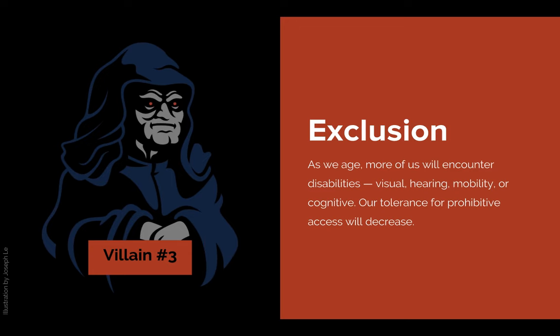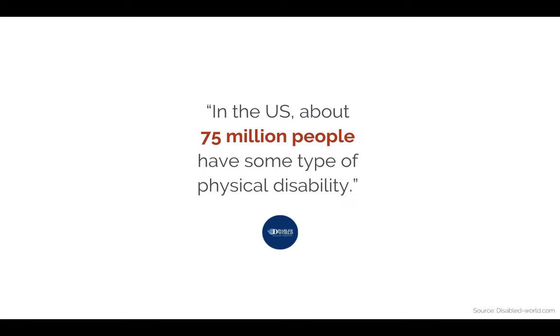And finally, our last villain, exclusion. This is as much about usability and access as it is about broadening our audiences and making larger profits. Now that more of the world is online, our awareness of visual, hearing, mobility, and cognitive impairments should rise as digital generations age. Alongside this trend, a tolerance for prohibitive access or difficult usability will likely be tested.